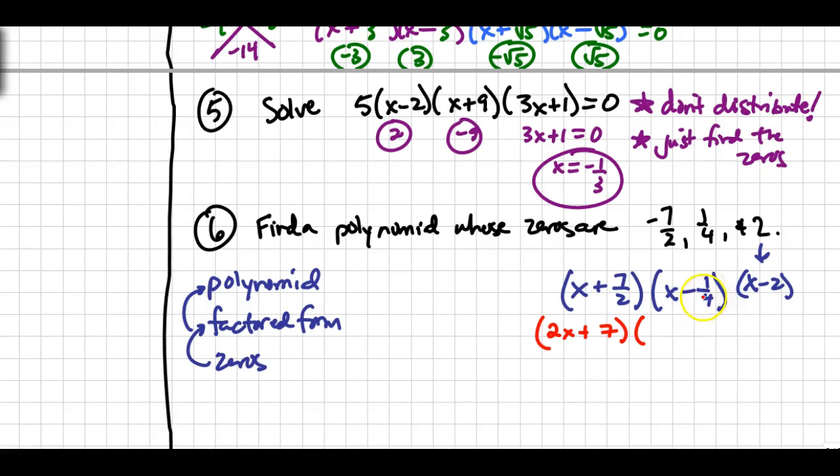Same thing here, I have a 4 on the bottom that I want to get rid of, so I'm going to multiply both chunks by a 4. So I end up with 4x. 4 divided by 4 is going to keep it as a -1.